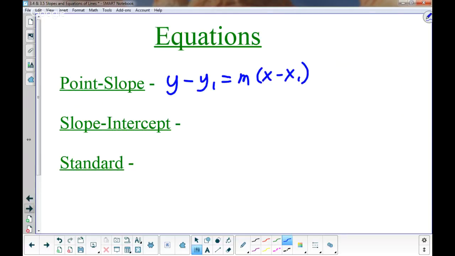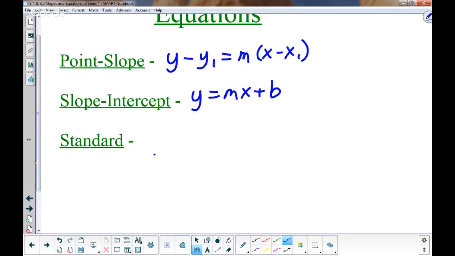The next thing we have is slope-intercept form, which we're all very familiar with. That is y equals mx plus b, where m is my slope and b is my y-intercept, hence the name slope-intercept. And then our third form is standard. If you don't remember, standard is ax plus by equals c. So given a point, a slope, or 2 points, or whatever, we're going to ask you to put the equation of the line in all three forms. So we'll start with point slope, go to slope intercept, and then change it to standard. You've done a lot of changing from standard to slope intercept in the past, but we're going to do it all three ways.